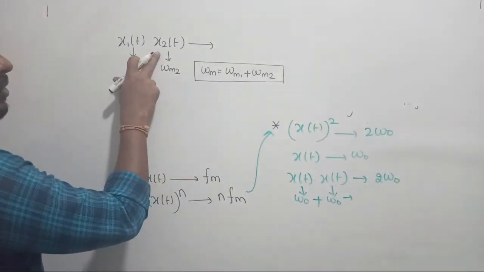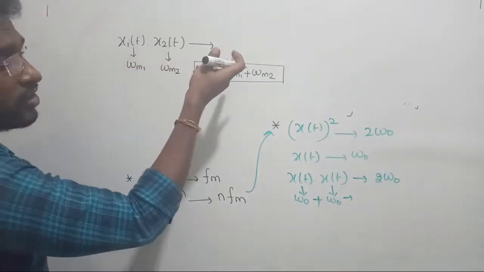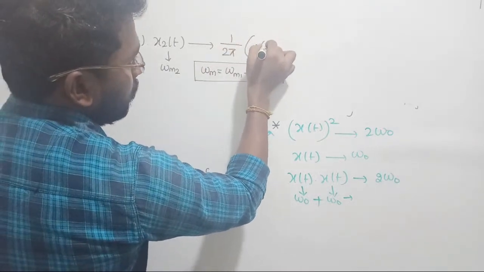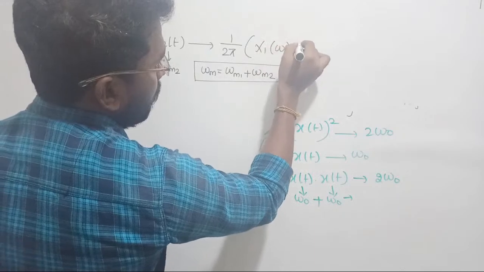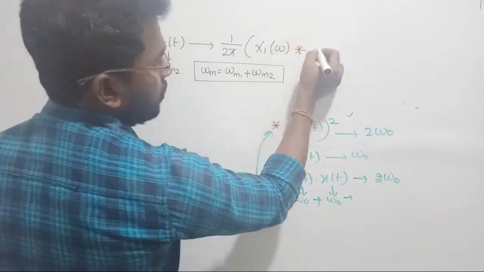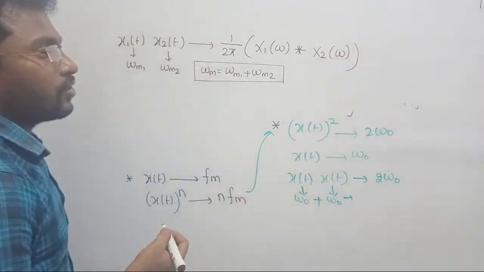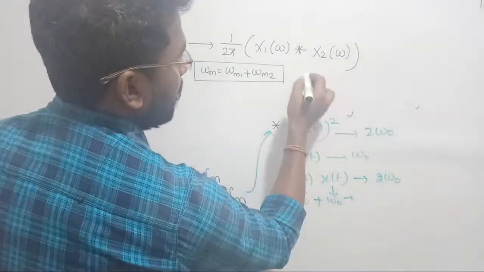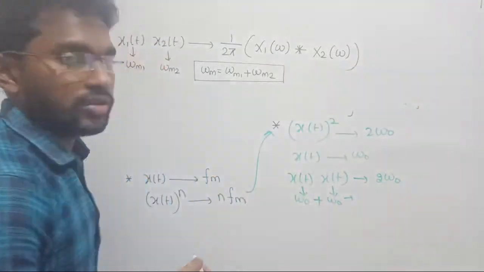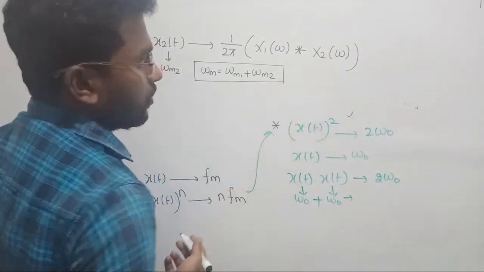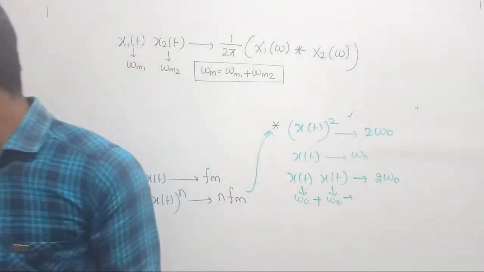If two signals are in multiplication in the time domain, then in the frequency domain they will be in convolution. Do you agree? So x1 of omega will be in convolution with x2 of omega. So the conclusion is, if two signals are in convolution in the frequency domain, directly we can say the property satisfied in the time domain will be satisfied in the frequency domain. So the conclusion is, let me define.